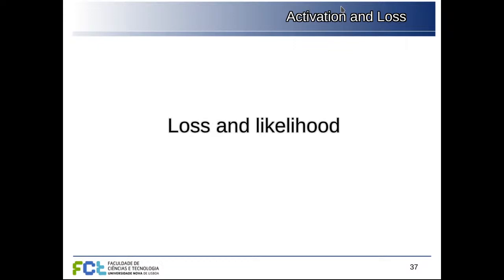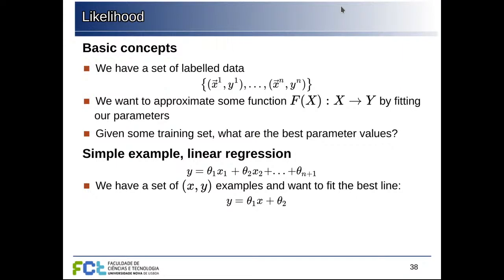Okay, so now let's see how this relates to the loss functions. Basically, we have a set of labeled data, this training set that we have in the case of supervised learning, and we want to approximate some function that maps the features to the target value that we're trying to predict. And we're going to do that by changing our parameters. For example, in a linear regression, we have a weighted sum of the inputs for the output, and we have these different weights that we want to parameterize.